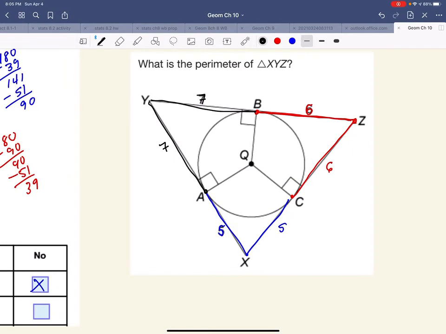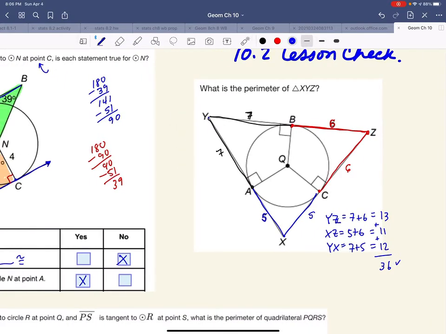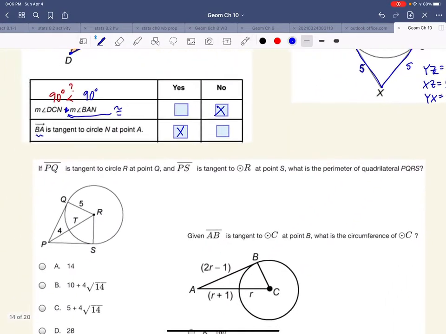Now we can find the perimeter of this triangle, so we can add up all 3 sides. The first side, YZ, is 7 plus 6. The second side, XZ, is 5 plus 6. And the last side, YX, is 7 plus 5. So we have 13 plus 11 plus 12. Let's add all those up in a calculator. We get 36, and that matches one of our choices. Nice work. All right, next question.